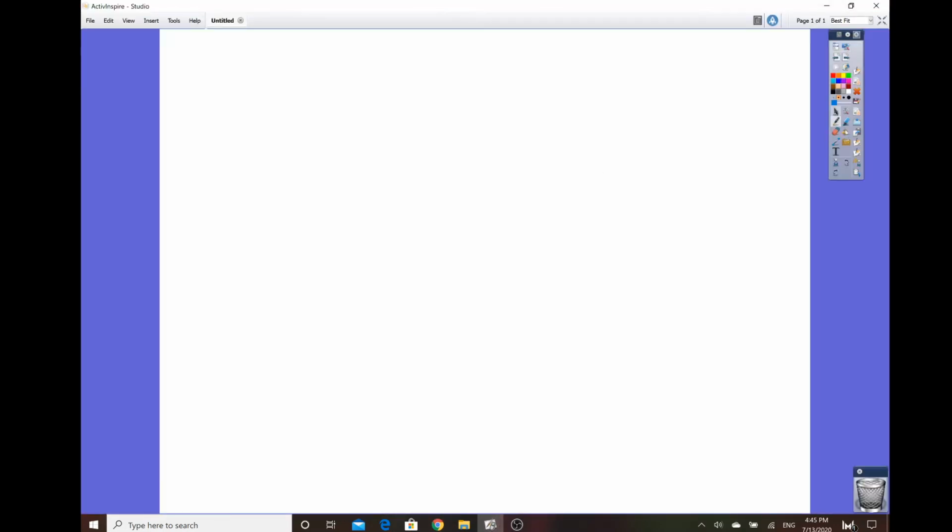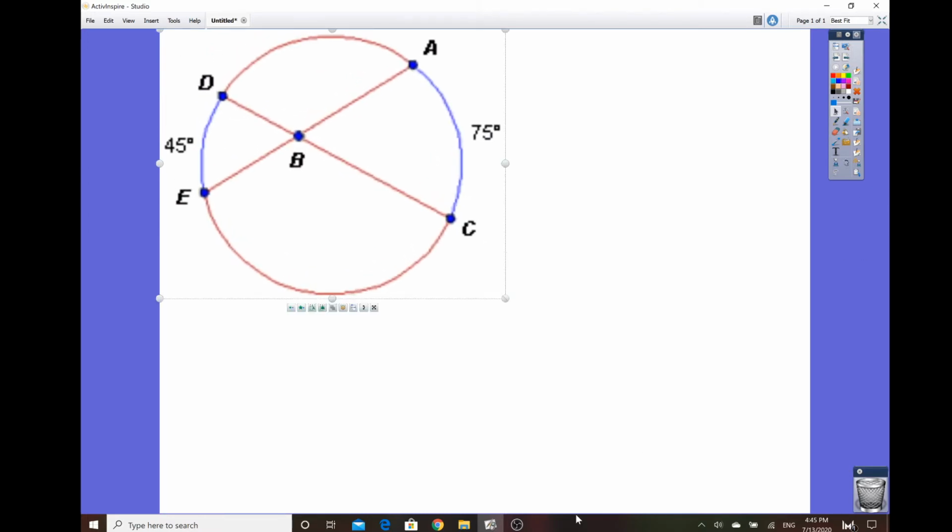So again, if you see anything that's bounded by two chords, so the angles... anytime you see the angle formed by two chords and they're both intersected, so either you need to find this one or this one, because their vertical angle is the same measurement.